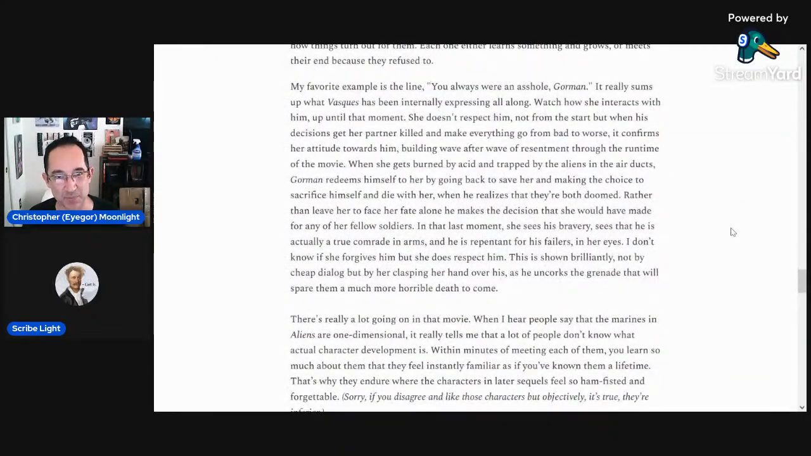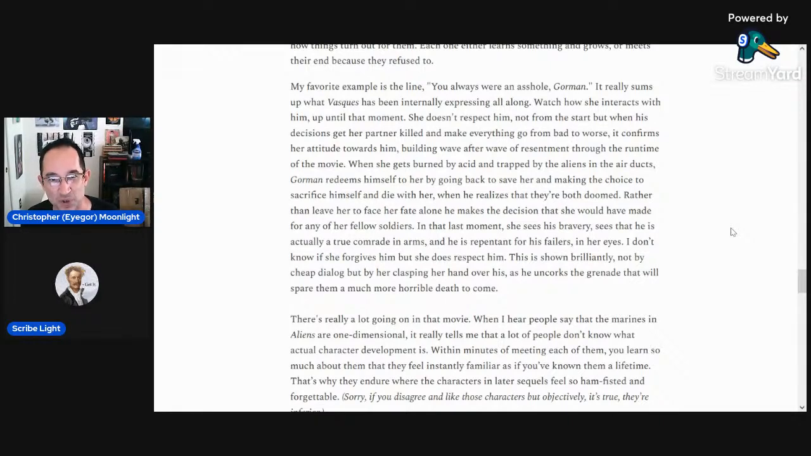My favorite example is the line, "You always were an asshole, Gorman." It really sums up what Vasquez has been internally expressing all along. Watch how she interacts with him up until that moment. She doesn't respect him, not from the start, but when his decisions get her partner killed and make everything go from bad to worse, it confirms her attitude towards him, building wave after wave of resentment through the runtime of the movie.